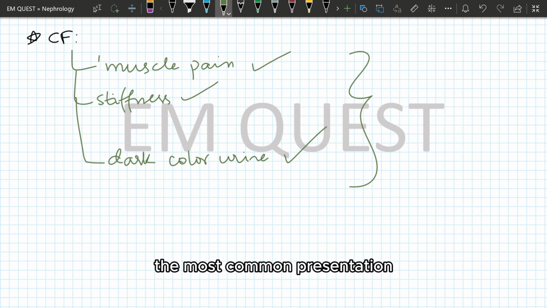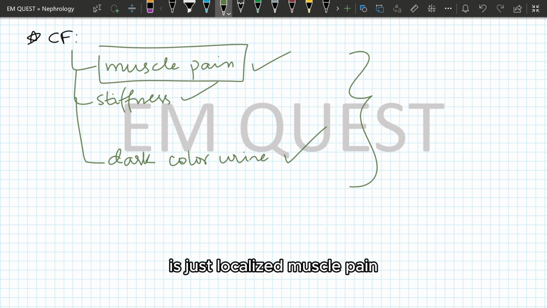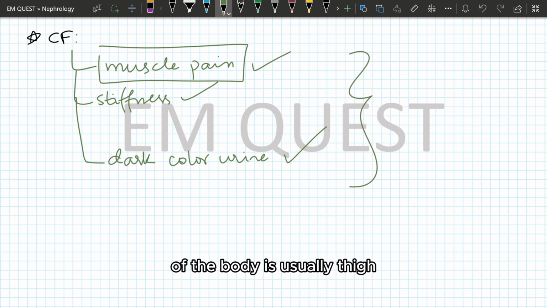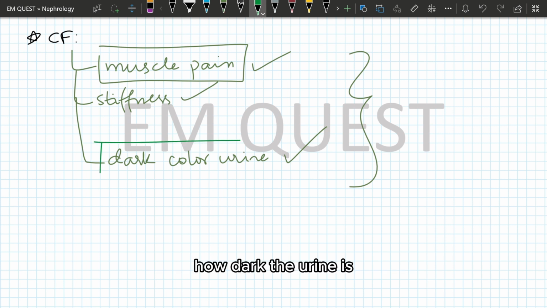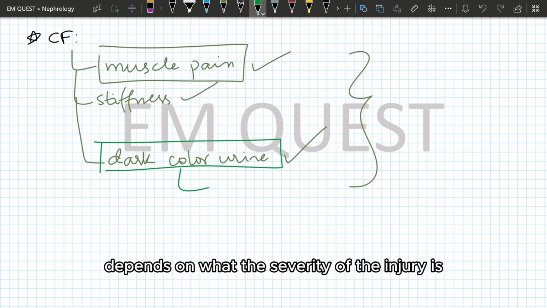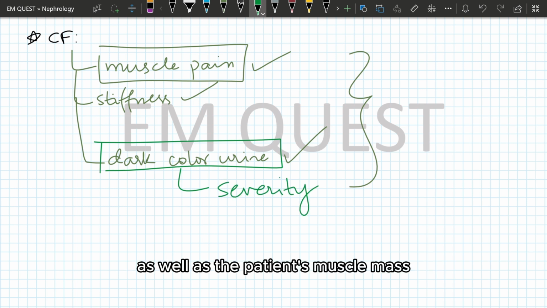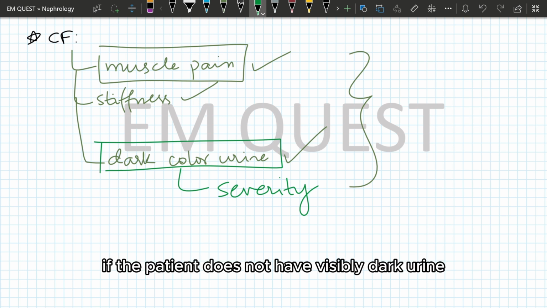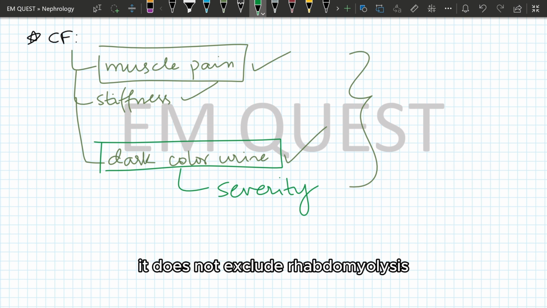The most common presentation is just localized muscle pain or tenderness or weakness. And the most commonly involved area of the body is usually the thigh, followed by the calves and the back. How dark the urine is depends on the severity of the injury, as well as the patient's muscle mass, urine concentration, and the baseline renal function. That being said, if the patient does not have visibly dark urine, it does not exclude rhabdomyolysis.